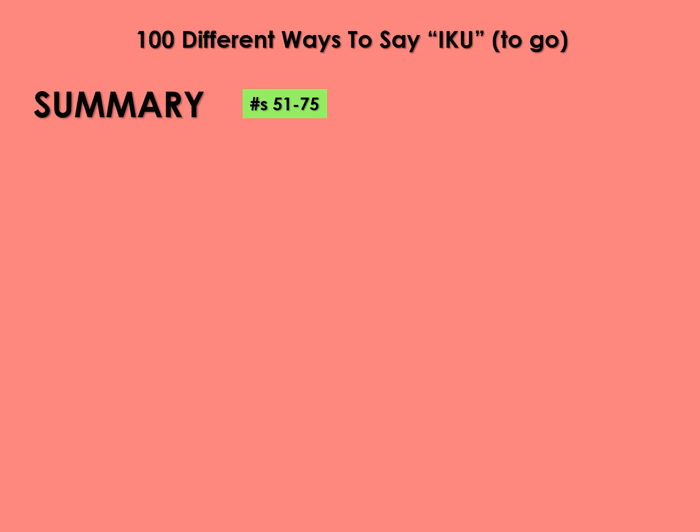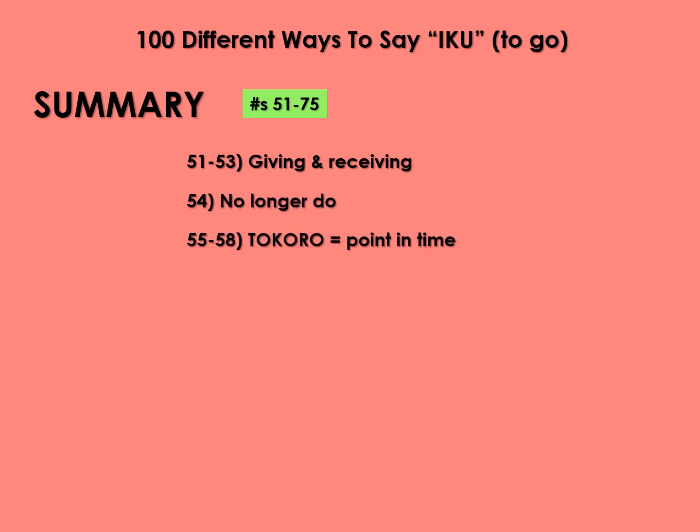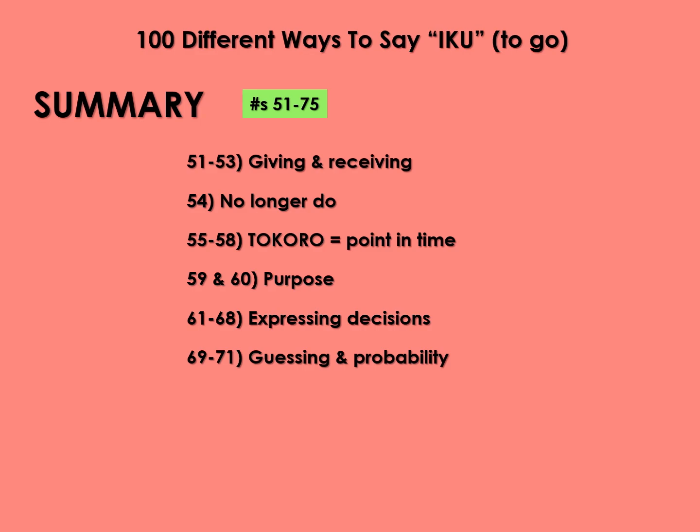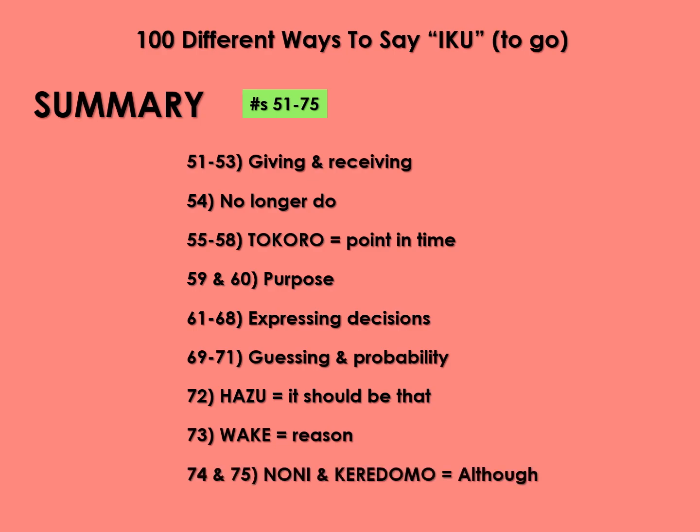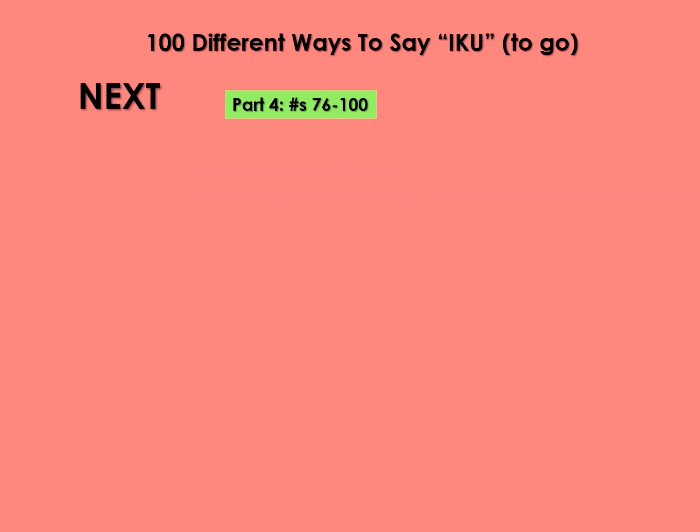To summarize, here are the conjugations covered in this video, numbers 51 to 75. The giving and receiving of actions. No longer do. TOKORO, to denote points in time. Expressing purpose. Decisions. Guessing and probability. And the pseudo-nouns HAZU, which means it should be that. Wake, expressing reason. And expressing although, using NONI and KEREDOMO.